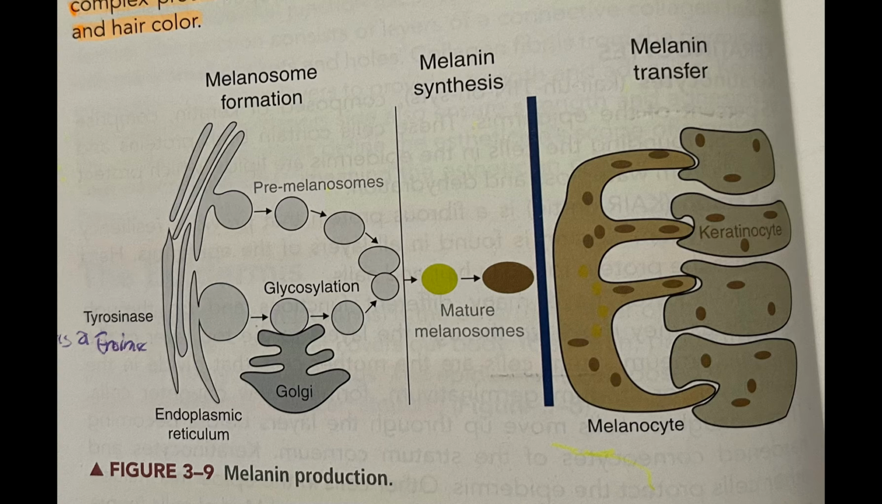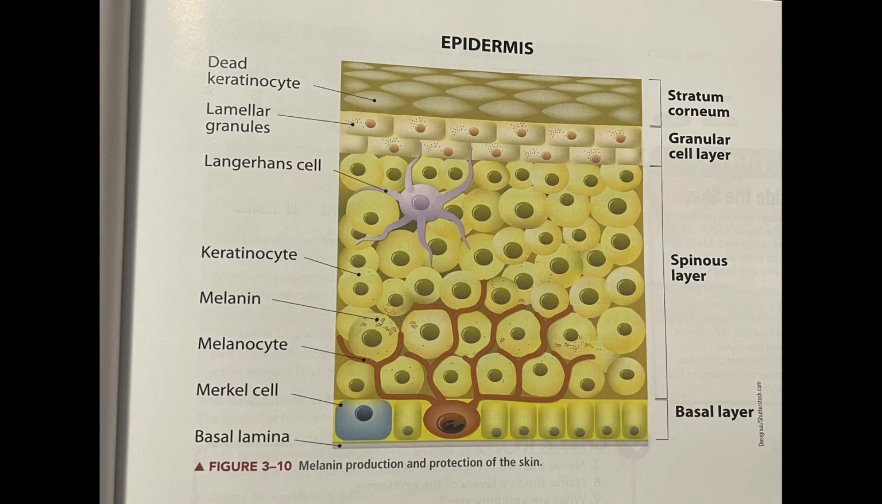About 5 to 10% of the basal cells are melanocytes. The pigment-carrying granules, called melanosomes, then produce a complex protein, melanin, which determines skin, eye, and hair color. Skin color: melanin, melanocytes, and melanosomes. Melanin is the pigment that protects us from the sun.